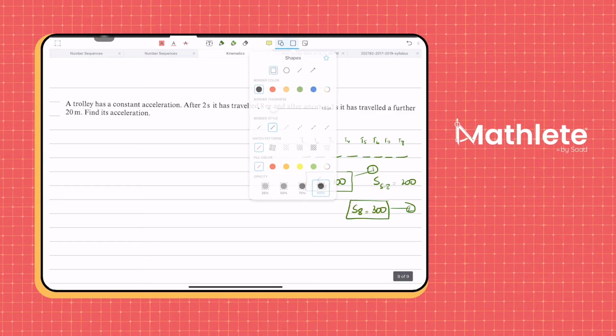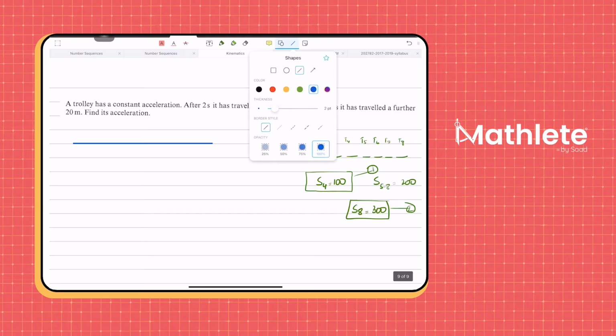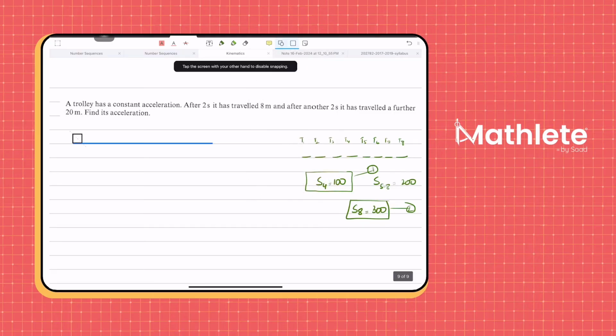So here's what we're going to do. Let's make a straight line. Remember, it's always a good idea to make a rough sketch of what's going on. So here's your trolley. Any object that you have to show, make a rectangle. You don't really have to draw a trolley. You're not going to get any extra marks for that. A trolley has a constant acceleration. Now, after 2 seconds, it's probably over here somewhere. This is not drawn to scale.